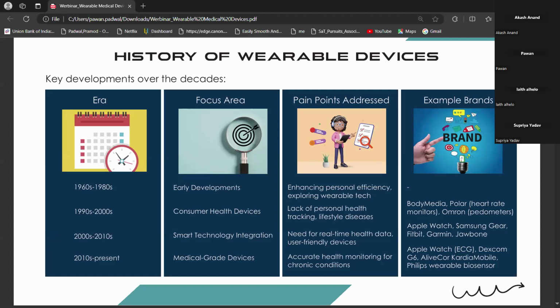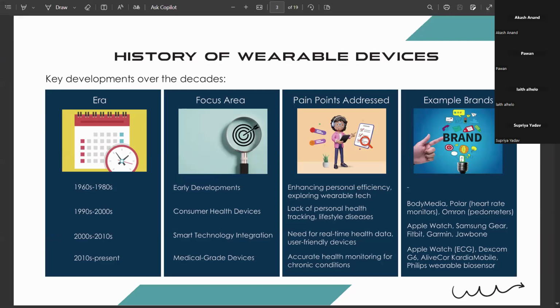the 1990s to 2000 decade. So yeah, there came healthcare monitoring tools. The introduction of heart rate monitors and the first commercial pedometers in the 1990s brought wearable technology into the health sphere. Devices like the BodyMedia armband, launched in the late 1990s, tracked physical activity, and these were among the first to target lifestyle related health issues.